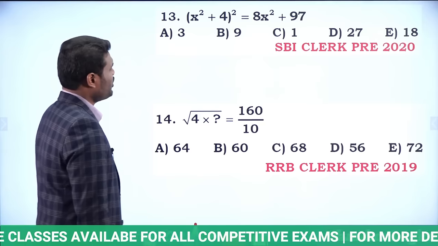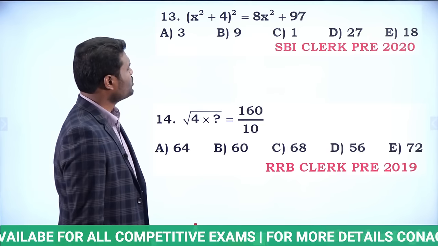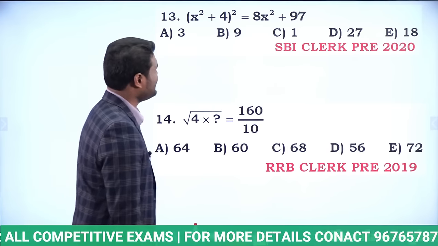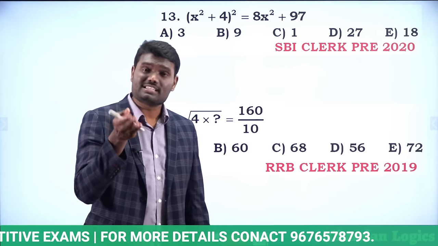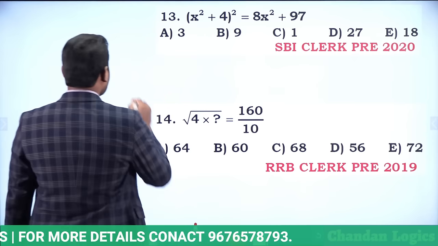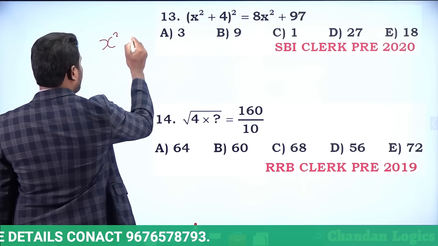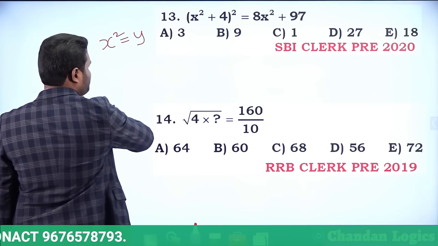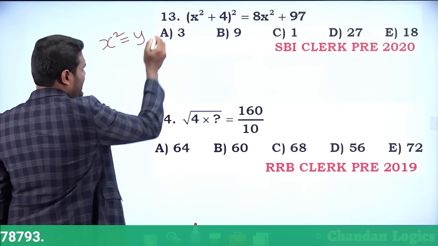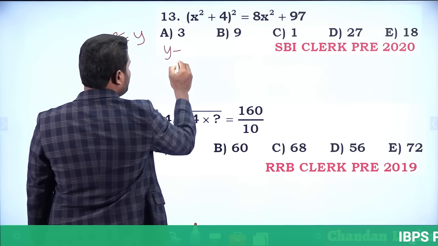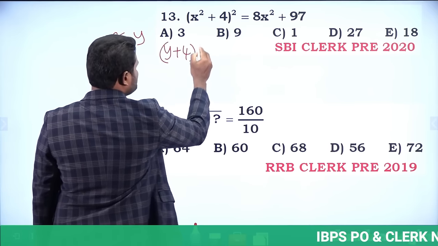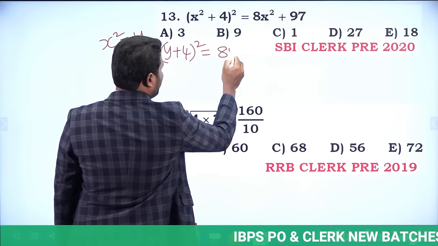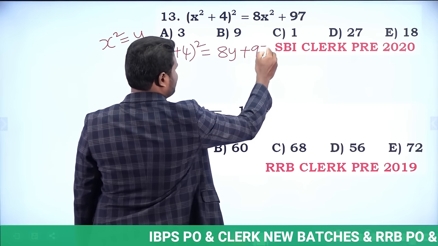x square plus 4 whole square equals 8 x square plus 97. We are asked to find the value of x square. Instead of x square, I will substitute it as y. When I substitute x square as y, this will be y plus 4 whole square is equal to 8y plus 97, right?